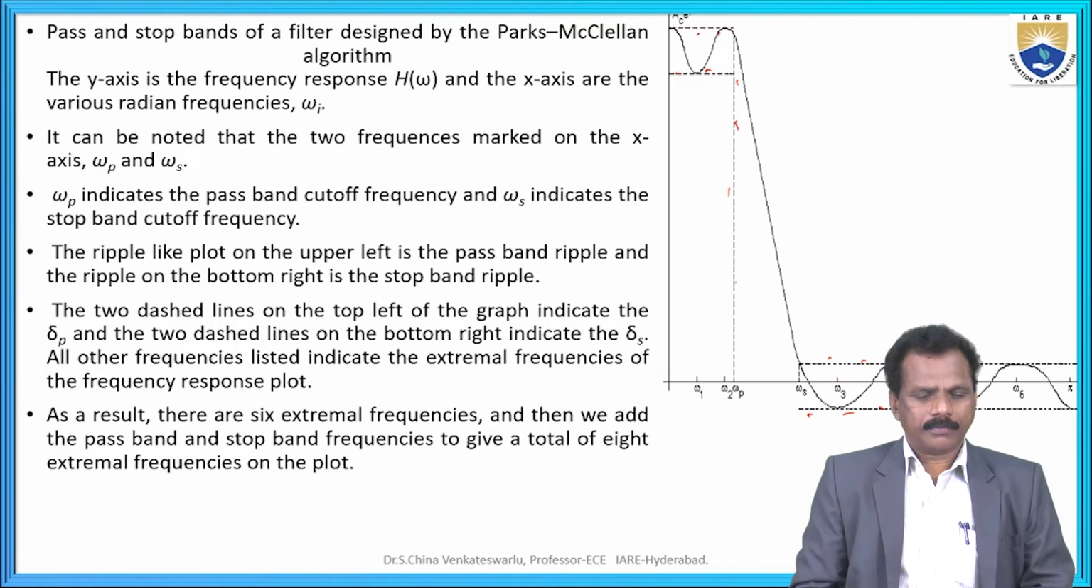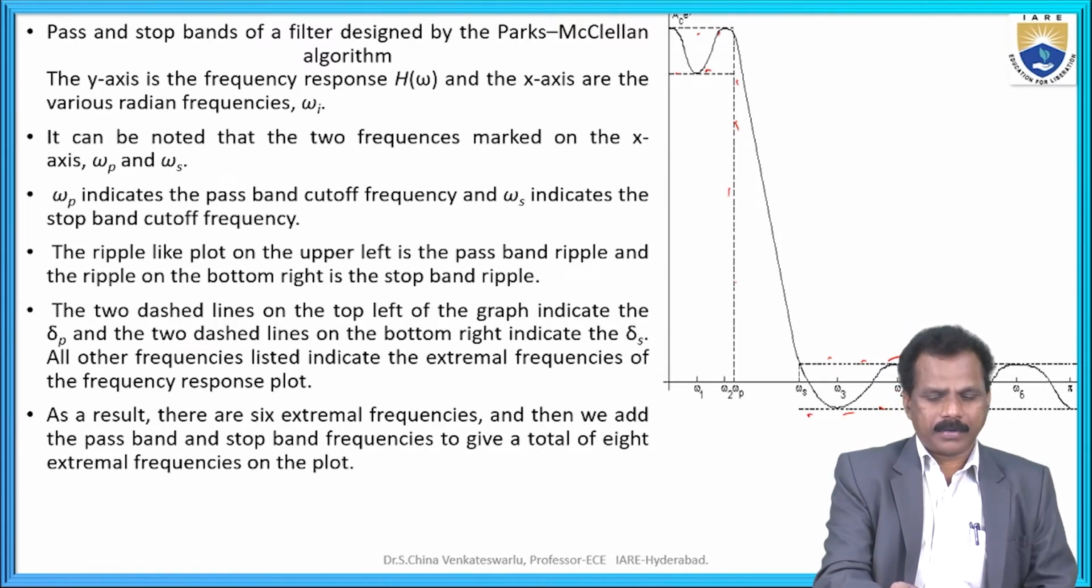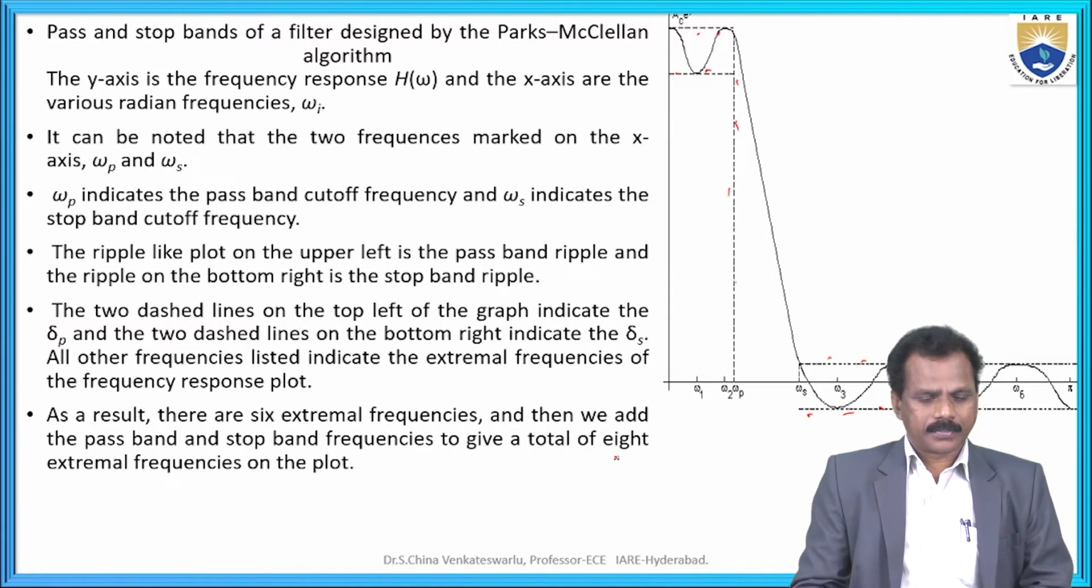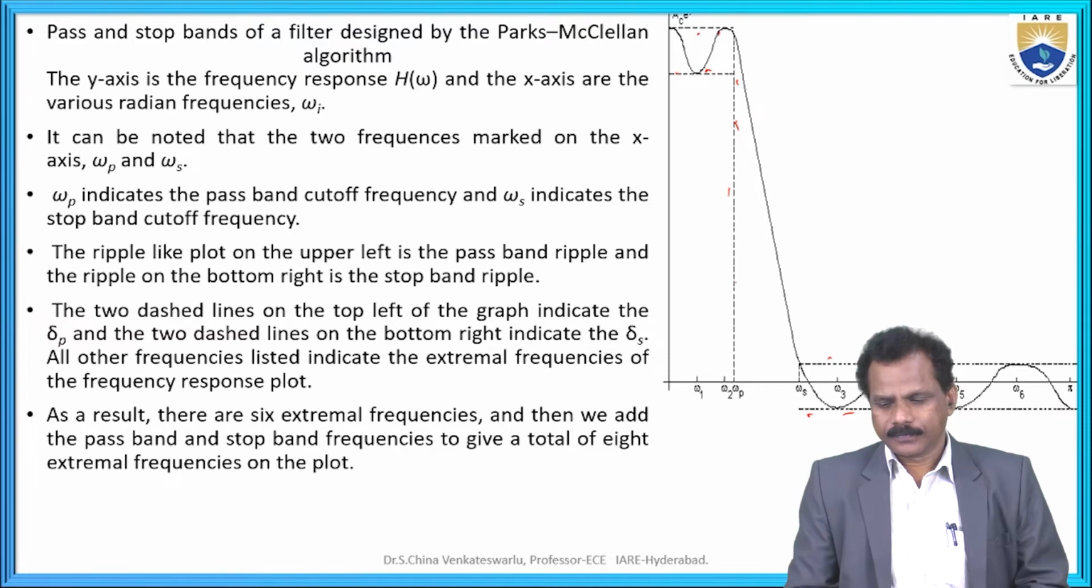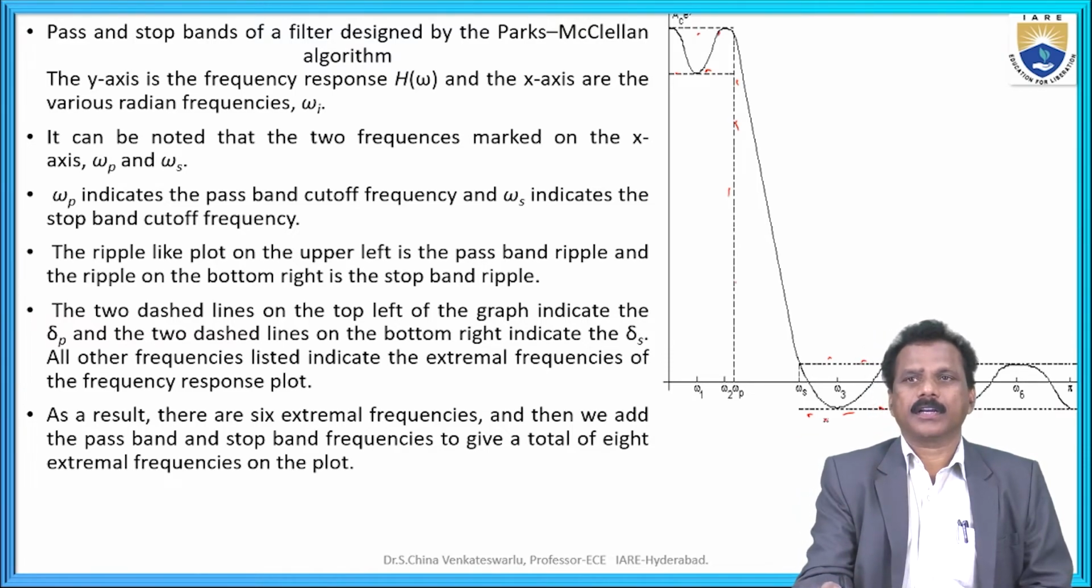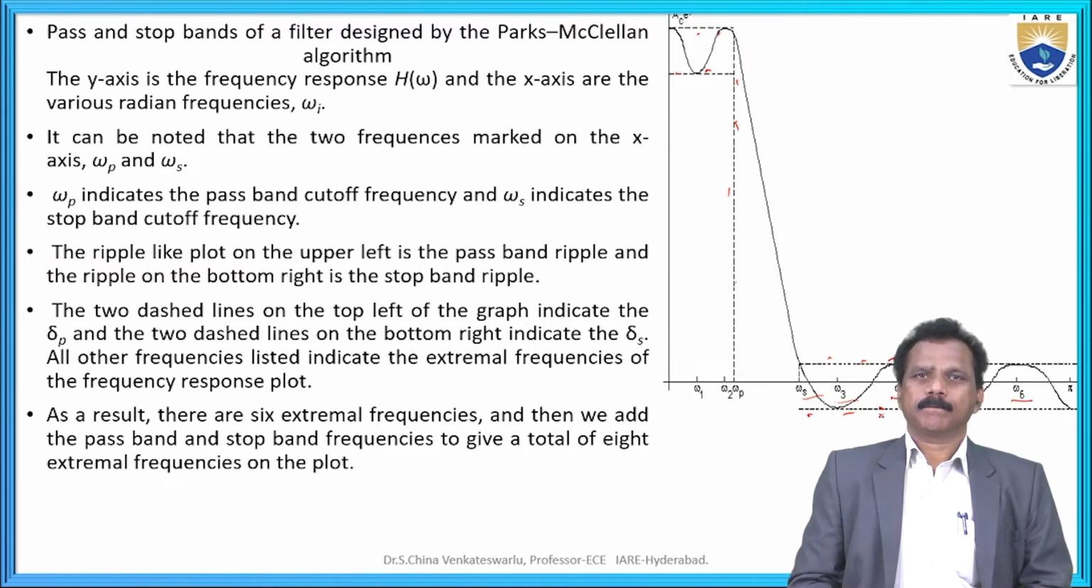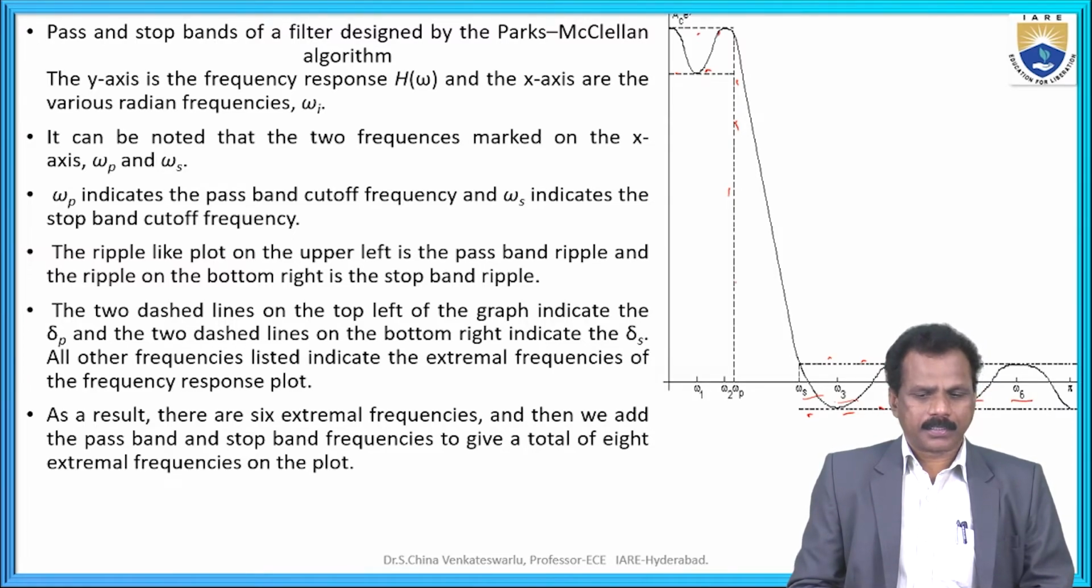Okay, so all other frequencies listed indicate the extremal frequencies of the frequency response plot. As a result, there are 6 extremal frequencies, and then we add the passband and stop band frequencies to give a total of 8 extremal frequencies on the plot, like omega s, omega 3, 4, 5, 6, and so on. Like this, we expect all optimum passband and stop bands of the filter designed by the Parks-McClellan algorithm.